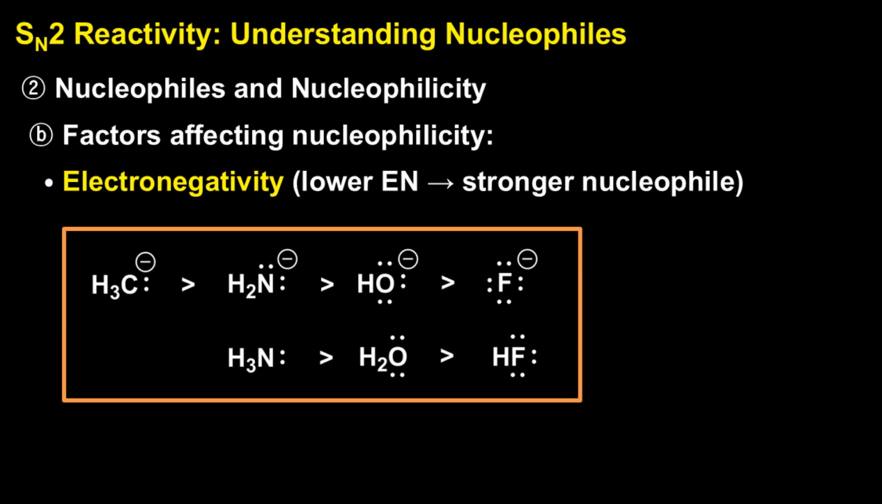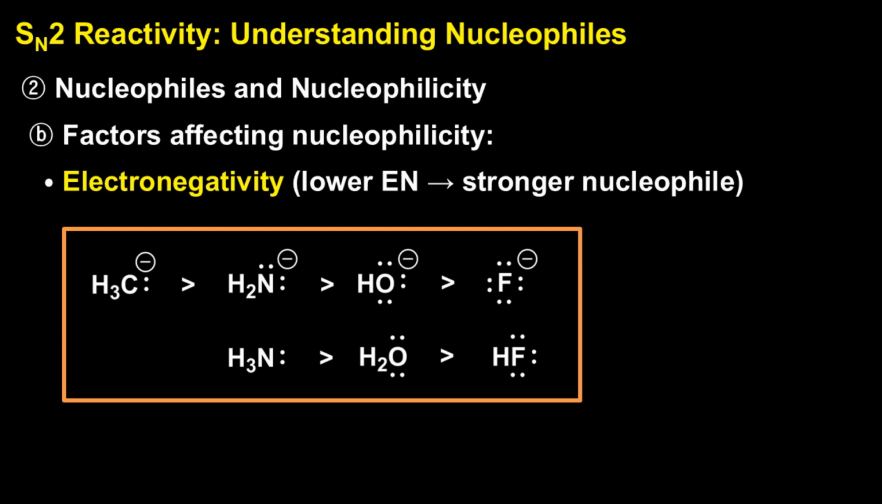Next up, electronegativity. Less electronegative atoms make better nucleophiles. Why? Because they don't hold onto their electrons as tightly, so they're more willing to share. Take atoms in the same row of the periodic table. Carbon is the least electronegative, so the methyl anion is super strong. Then comes the amide ion, followed by hydroxide. And at the bottom, fluoride. Fluorine holds its electrons too tightly to be a great nucleophile.